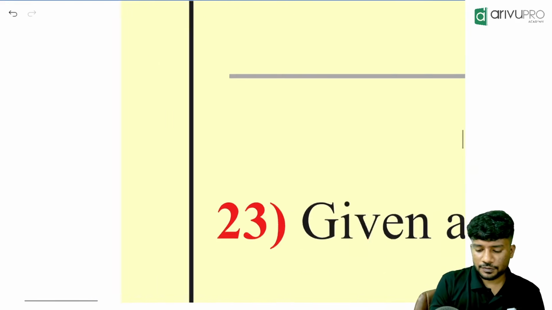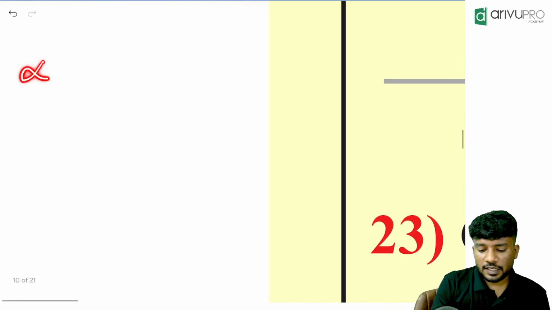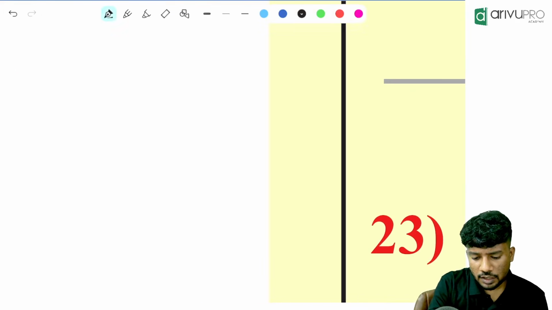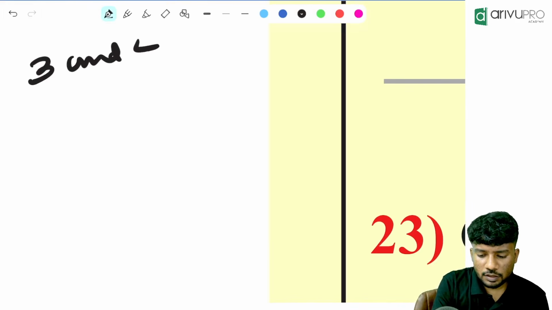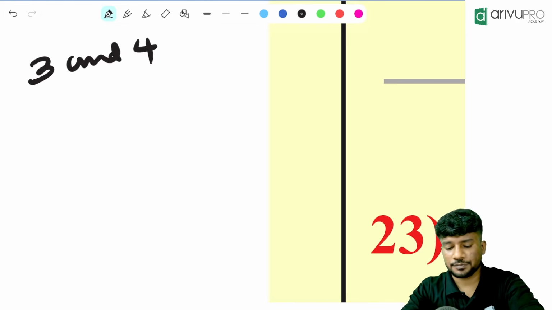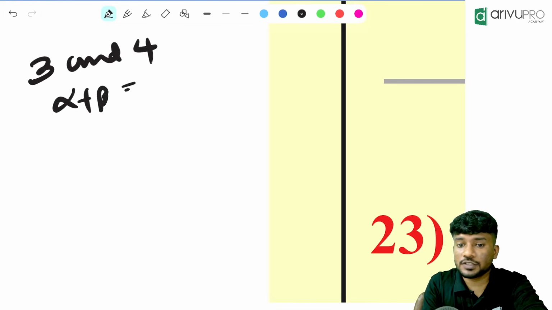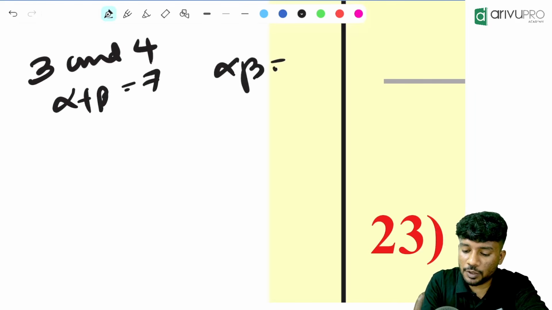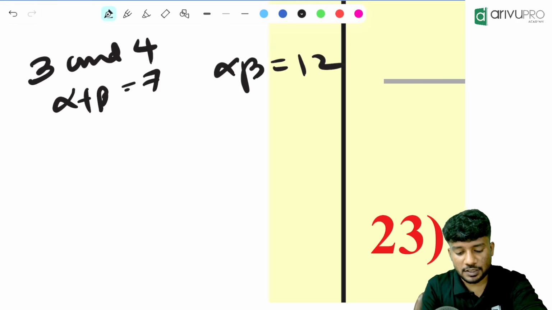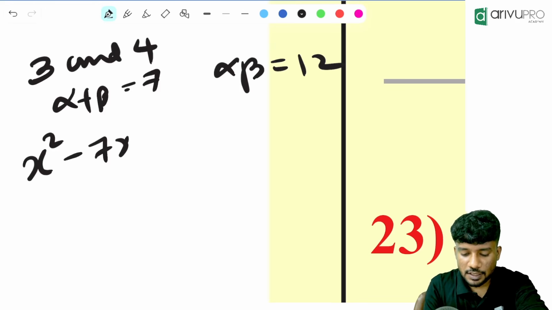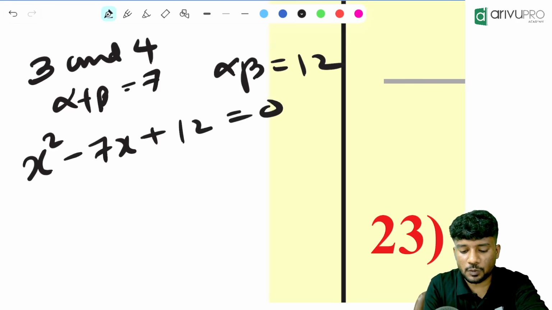Now what if they give the roots as 3 and 4? What will be the quadratic equation? Roots are 3 and 4. Alpha plus beta is equal to 7. Alpha beta is equal to how much? 12. That means it will look like x square minus 7x plus 12 is equal to 0.